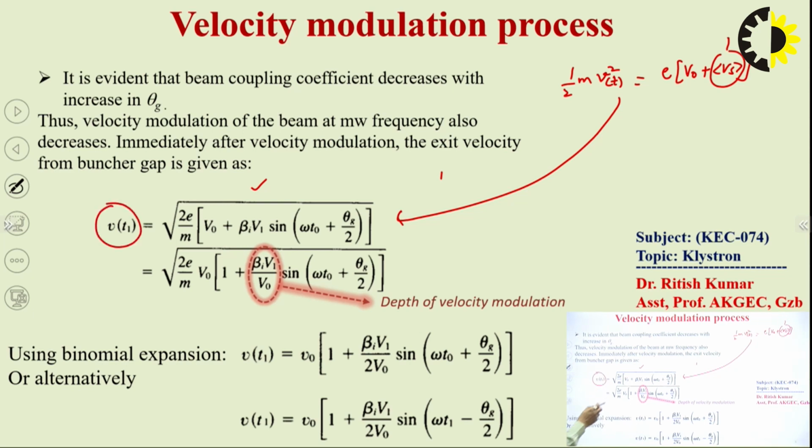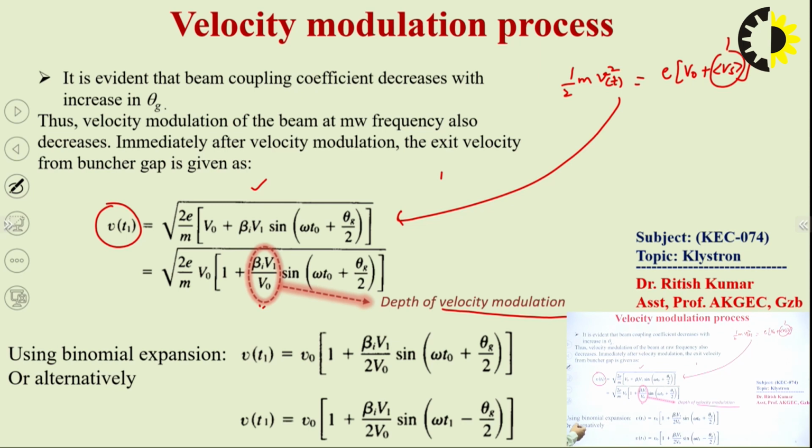If I compare this equation with amplitude modulation, which is 1 plus m sin omega ct, then this one is known as the depth of velocity modulation, or we can say the modulation index. Velocity modulation index we can also say like that. Depth of velocity modulation is equal to the velocity modulation index. So here beta e v1 divided by v naught is the depth of modulation.